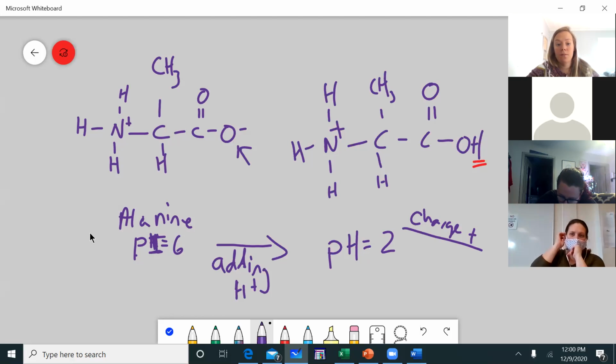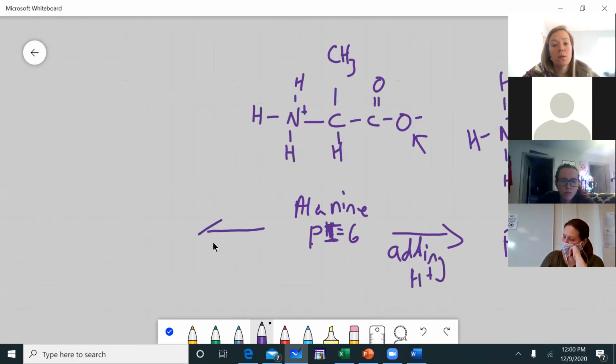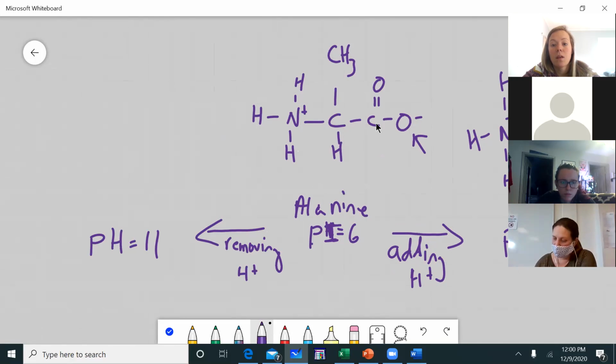Why don't we just for fun go in the other direction? So let's say instead we're going to a pH of 11. In this case, we're removing H plus. Well, looking at my structure here, where can I take hydrogen? I'm not going to take this hydrogen. I'm not going to take this hydrogen. It's going to happen off of one of these functional groups, specifically here.